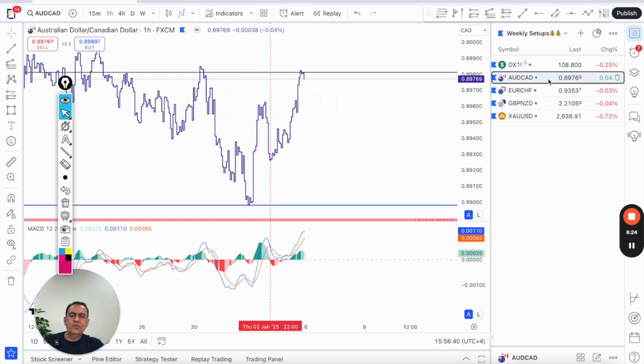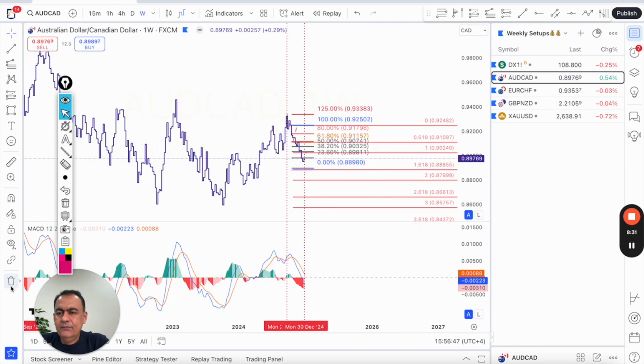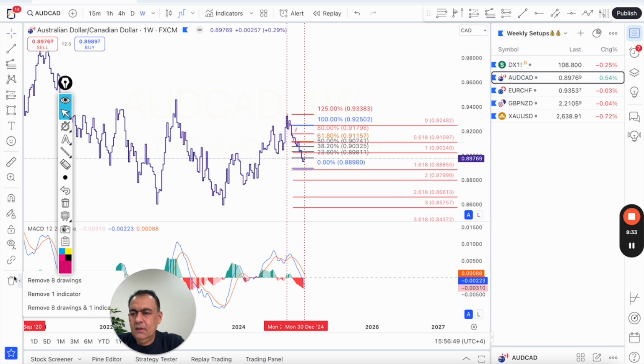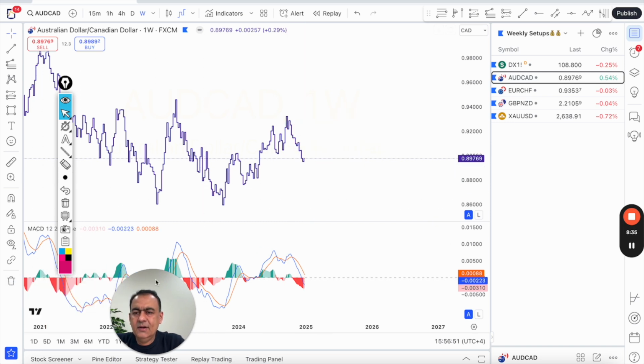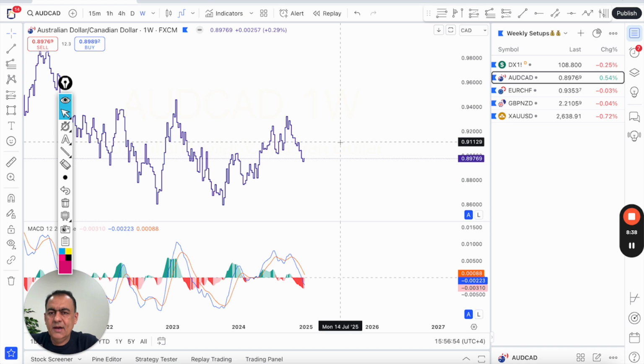Now the next instrument I'm going to talk about is AUD versus CAD. Now I'll start from the weekly frame here, and give me a second. I'll start from the weekly frame for AUDCAD.